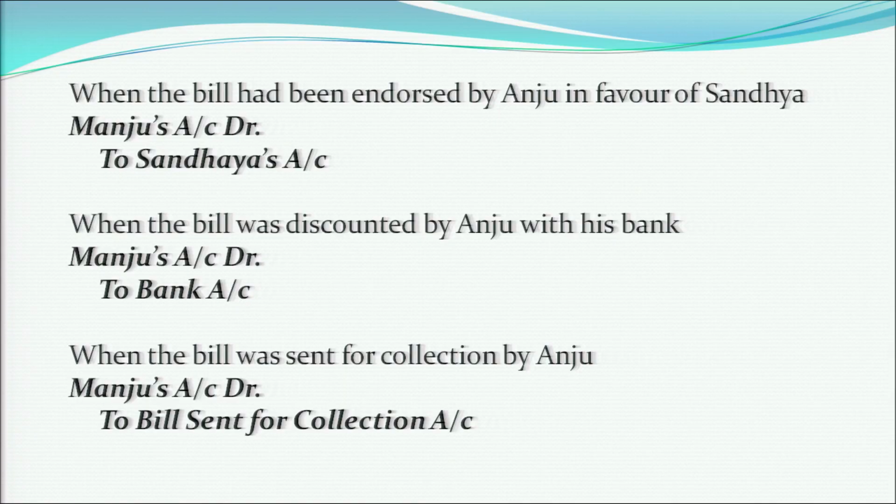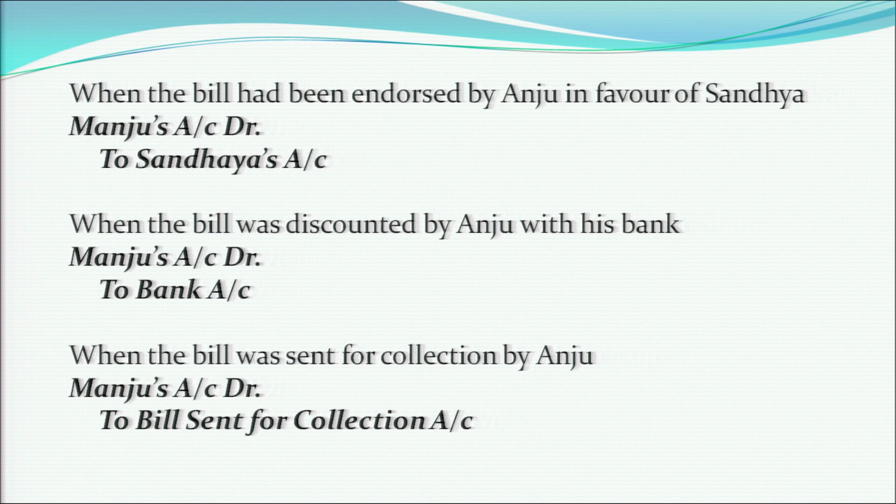Okay. So now who's going to get affected with the dishonor of the bill? Sandhya. So Manju's account debit to Sandhya's account. When the bill was discounted by Anju with his bank, now who is affected? When Manju is not doing the payment, the bank is affected. The bank has given you the money. So in the beginning we have done bank as a debit. So here what we're going to do? We're going to do it credit because we're cancelling it. We are reversing it, right? So Manju's account debit to bank account.